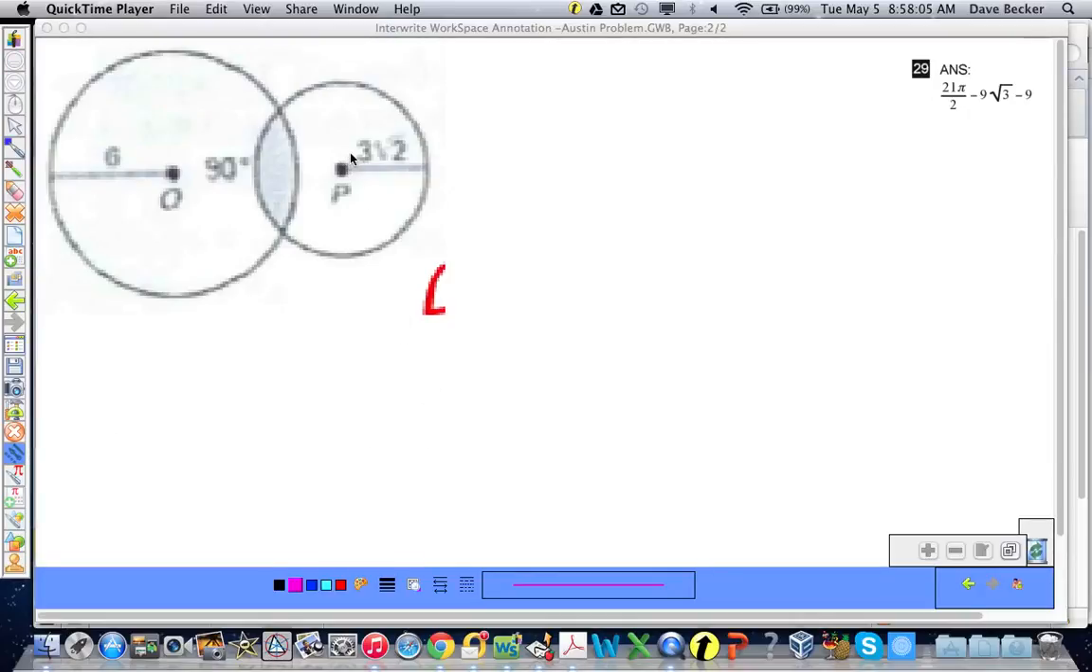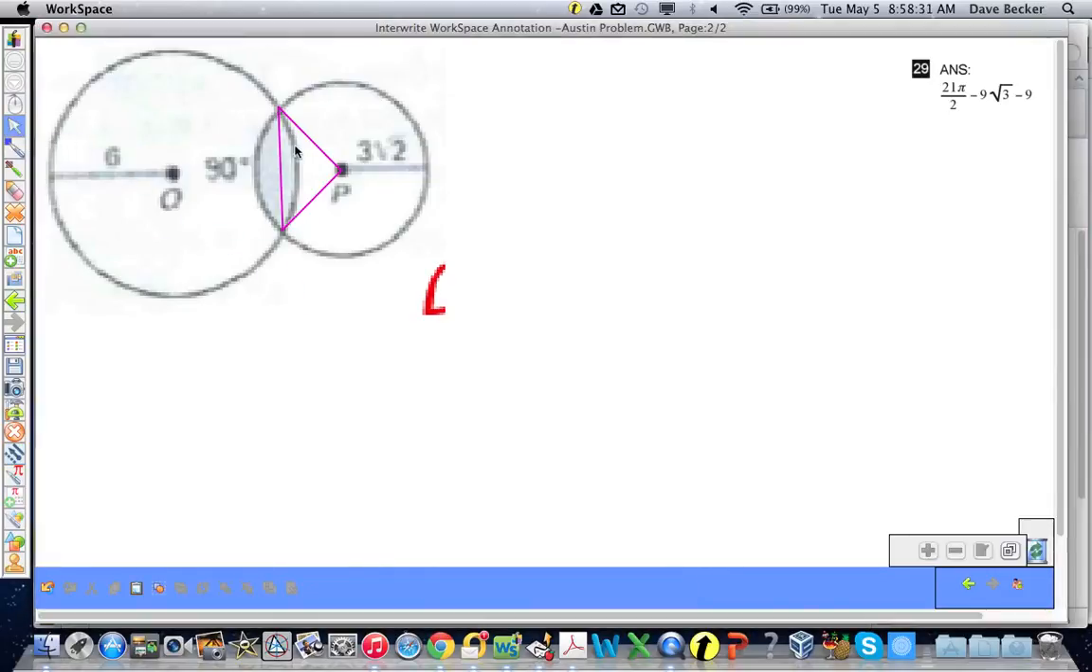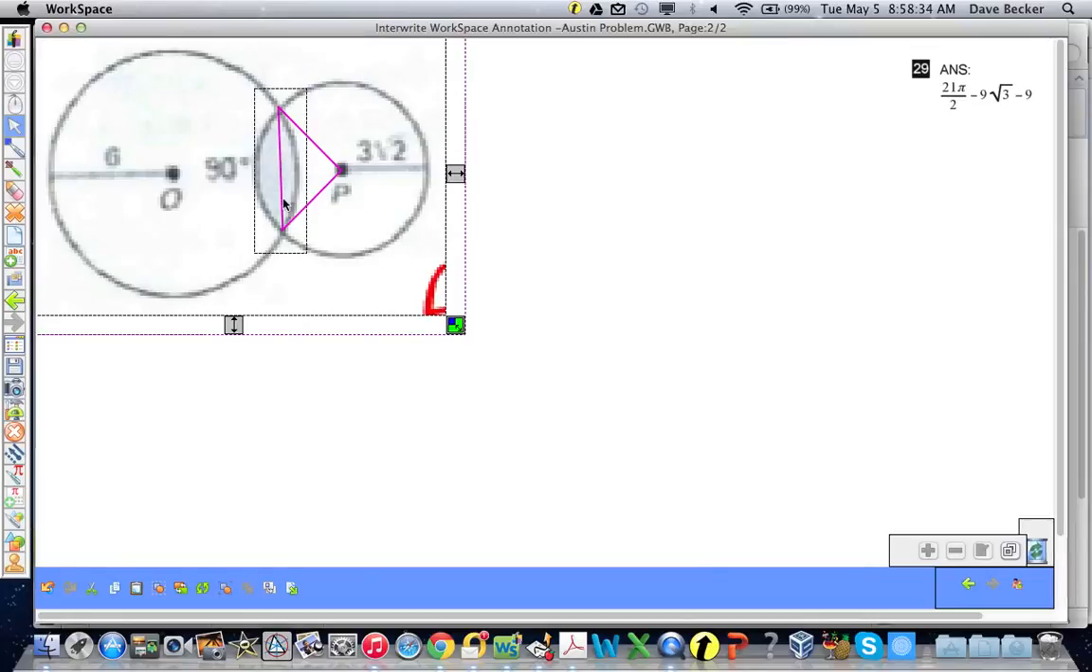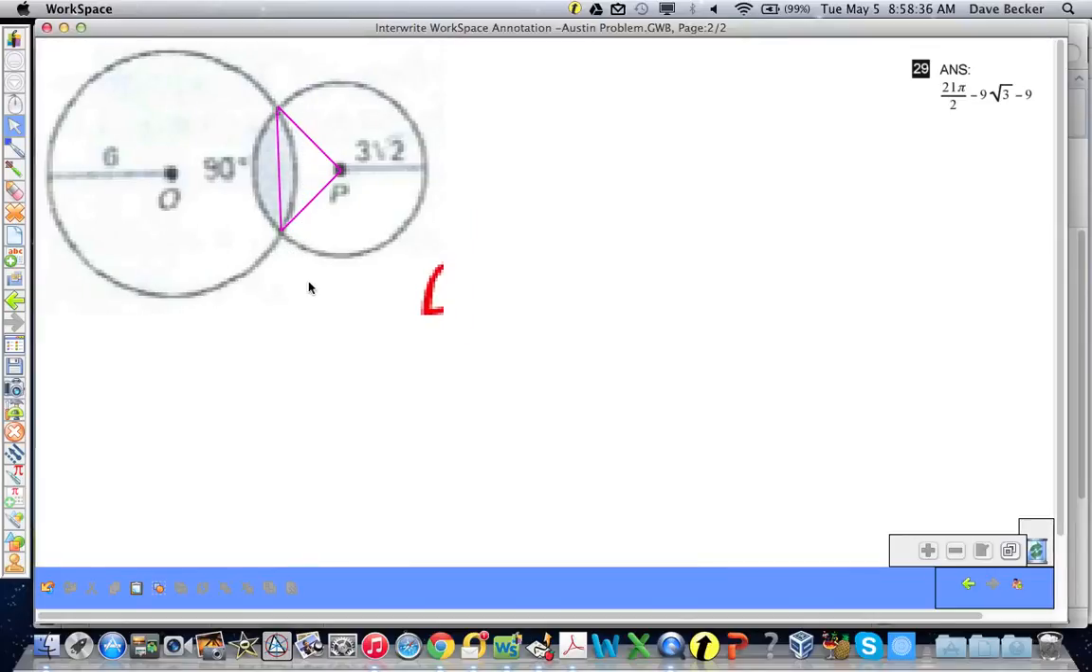Okay, so it's going to involve using triangles and sectors. The first thing I'm going to do is draw a line from here to here, and then draw to the center of the circle and to the center of this circle as well. Actually, I'm going to get rid of that line real quick. Let me see if I can do that. I don't want that yet.